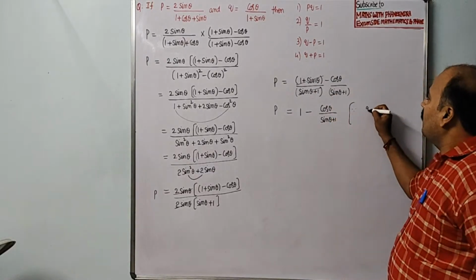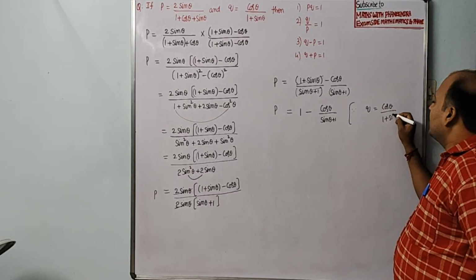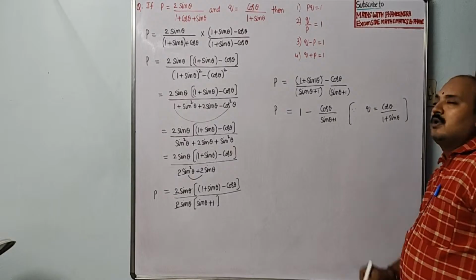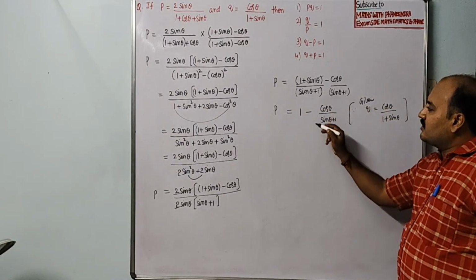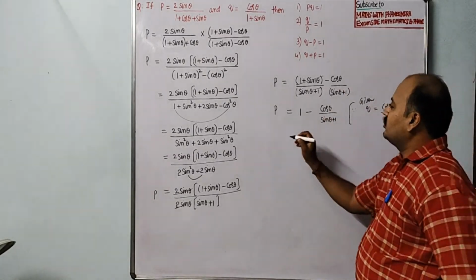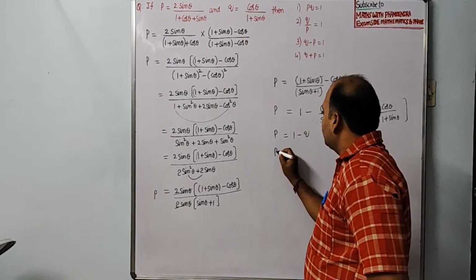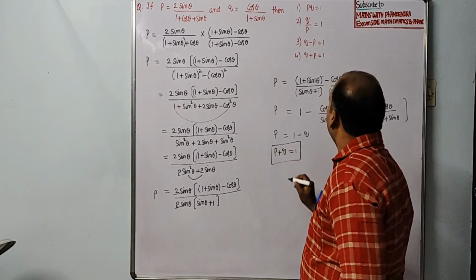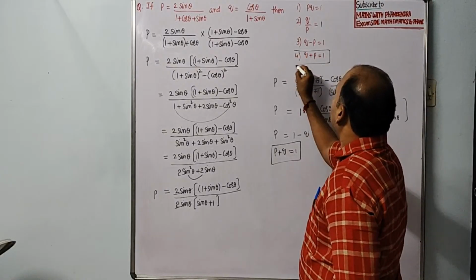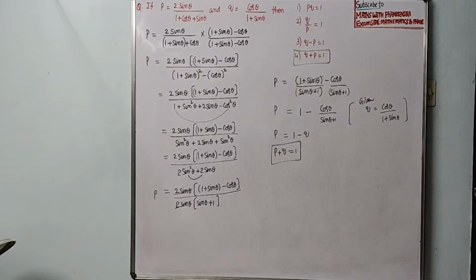Since the value of Q is cos theta by (1 plus sine theta), it is given. So in place of this, we replace Q. So P equals 1 minus Q. Bring this side: P plus Q equals 1, which is our required relation, that is in the fourth option, dear students. Slowly, for your convenience, I am explaining. I hope you understand.